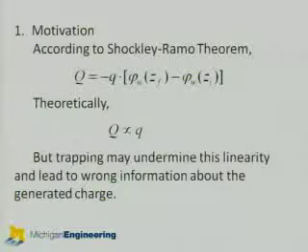Now let's get started with the motivation. According to the Shockley-Ramo theorem, the induced charge equals the negative generated charge times the change of the weighting potential. So theoretically, the induced charge is linear with the generated charge. This linearity can give us the information of the generated charge. But we know that trapping might undermine this linearity and lead to wrong information about the generated charge, and give us the wrong information about the interaction that happens at the detector.